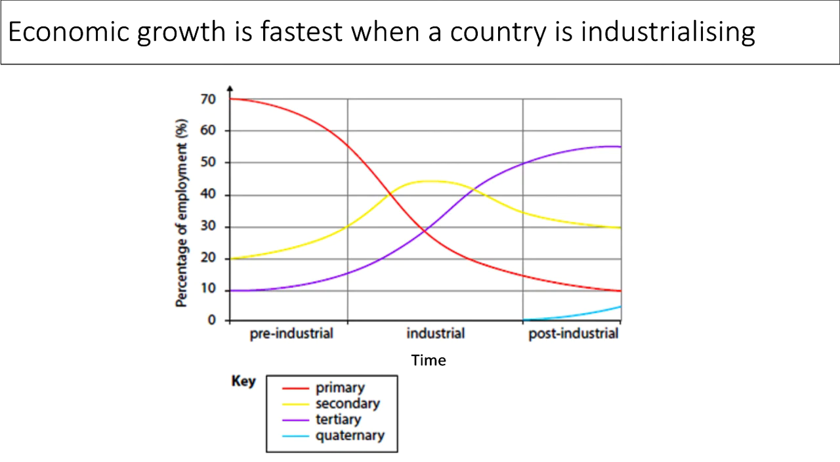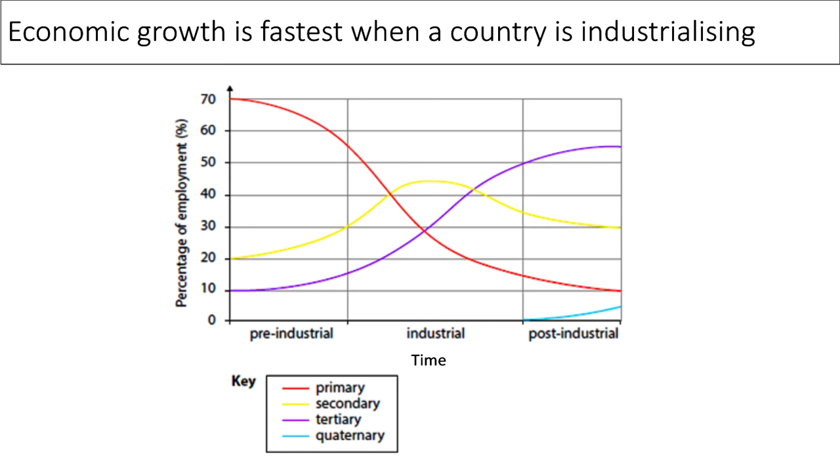Now, economic growth is fastest when a country is industrialising. That means that a country's GNI per capita increases the most when it's moving from the pre-industrial into the industrial stage.